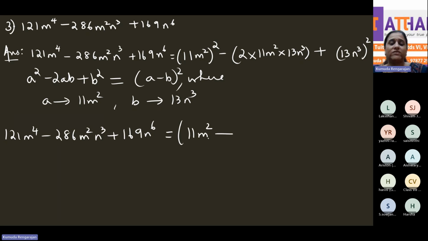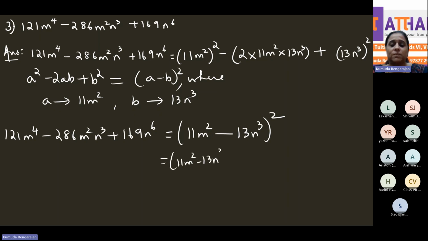So a is 11m square minus b is 13n cubed, the whole square. Why the whole square? Because a minus b the whole square. This is nothing but 11m square minus 13n cubed into 11m square minus 13n cubed. So see, we factorized. The last step is the product of two equal factors. Right on, children?